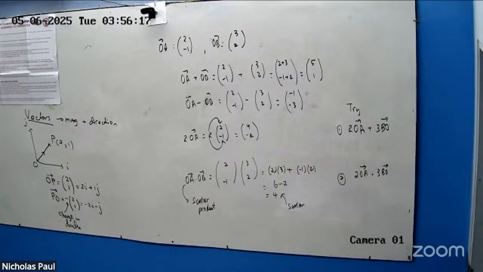We will change the signs. So B will be minus 3, minus 2. B will be minus 3, minus 2.